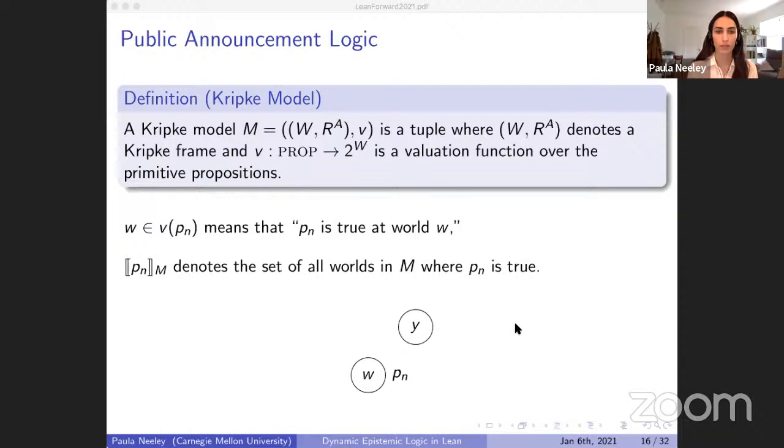So there's a lot of notation here, and not all of you are familiar with it, but the big picture is basically there are worlds, different propositions are true or false at each world, and there's an accessibility relation that describes which worlds each individual agent considers possible. So these two definitions of Kripke frames and Kripke models are used interchangeably with both languages.